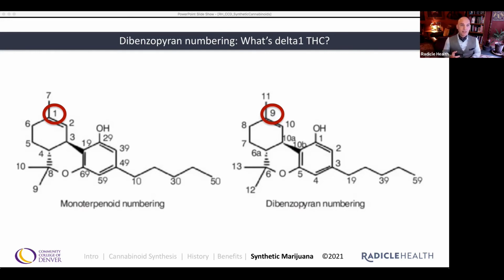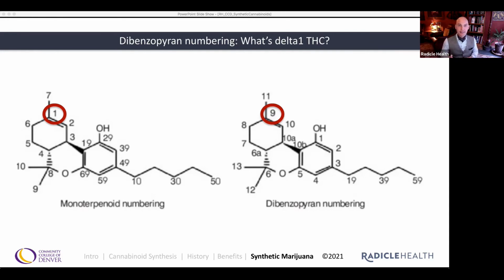If you're confused about what carbon 11 means, it refers to the manner in which carbon positions are numbered in a cannabinoid molecule. When we reference cannabinoid molecules, the numbering system is called dibenzopyran numbering. You don't need to remember that, but you can see an example of it here on the right-hand side. So you can see delta 9 THC. This is delta 9 THC, by the way.